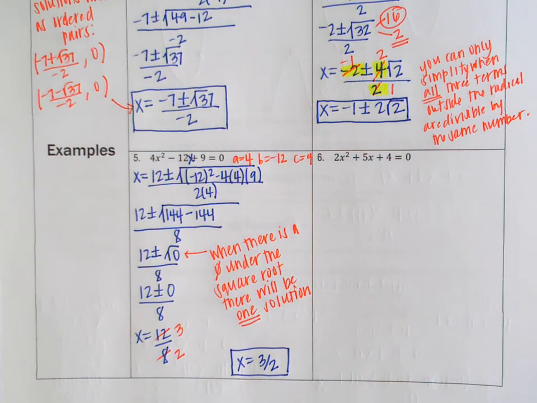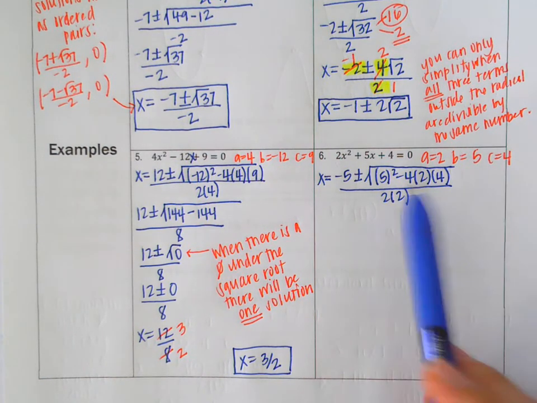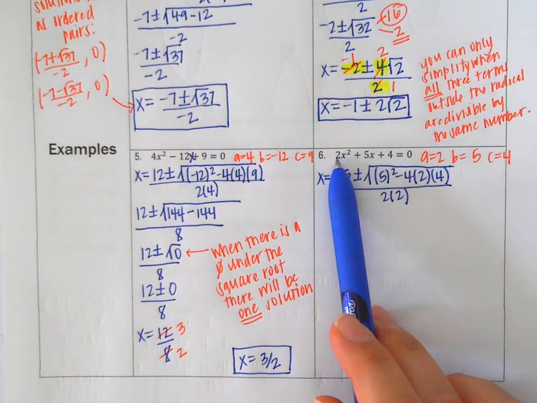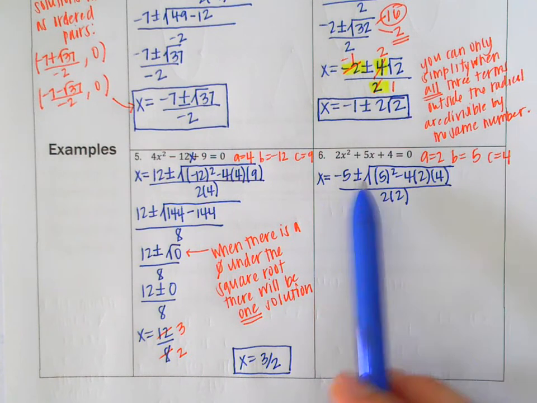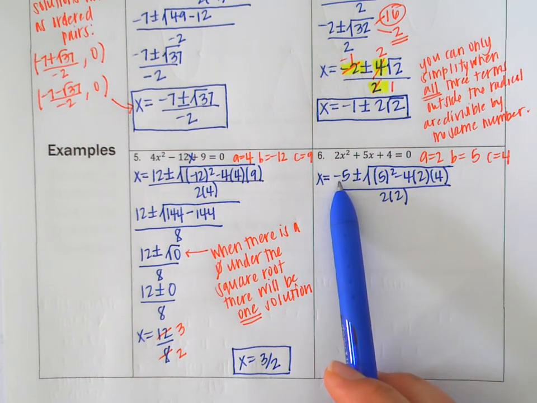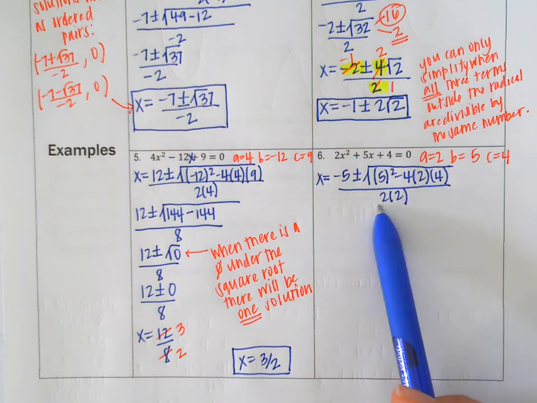Okay, last one. What I want you guys to do for 6, I want you guys to identify A, B, and C, plug it into the quadratic formula, and then come back and check your work. Okay, so I got A as 2, B as 5, C as 4. So A is next to the x squared, B is next to the x, and C is by itself. So the opposite of 5, negative 5, plus or minus the square root of 5 squared minus 4AC, all over 2A.